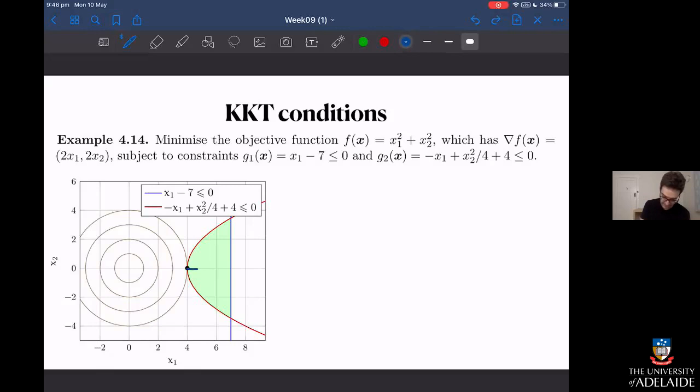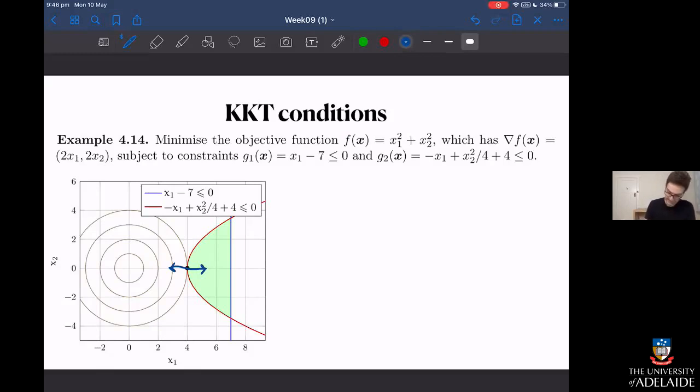And at that point, the gradient of f is going to point in the opposite direction of the negative of the gradient of G2 here, of the parabola. So just as we saw for Lagrange multipliers, those gradients will point in opposite directions. So let's see what the KKT conditions say here.